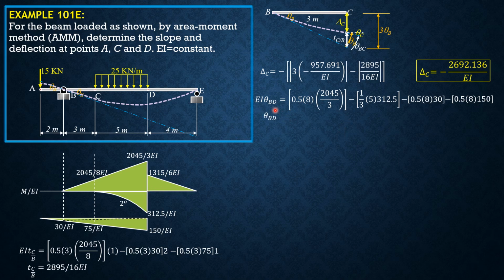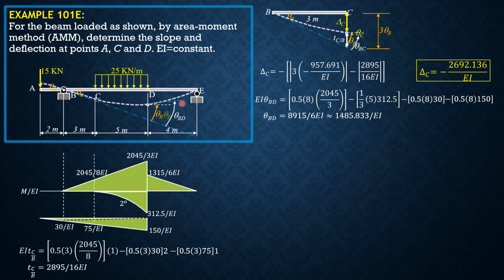So evaluating theta BD is 8915 over 6 EI, approximately 1485.833 over EI, which is greater in magnitude than theta B, which is 957.691 over EI. So it means that the tangent at D is sloping up. It is above the horizontal because theta BD is greater than theta B in magnitude. So that's theta BD. This is theta B. So the tangent at D is above the horizontal, so it is positive.